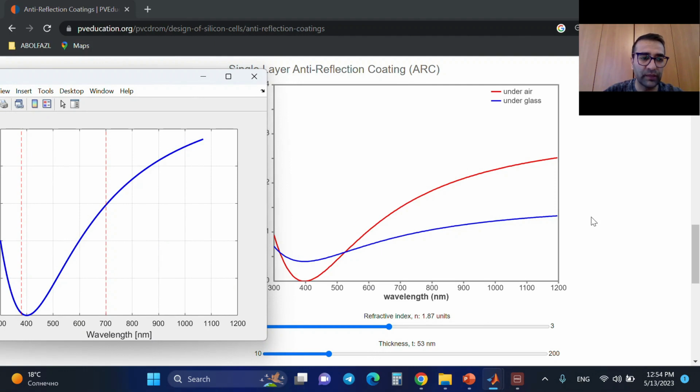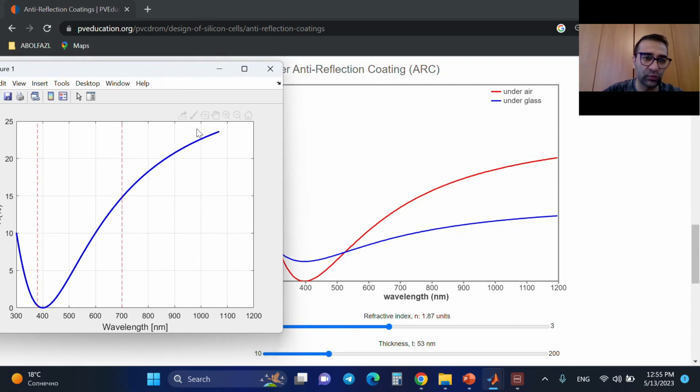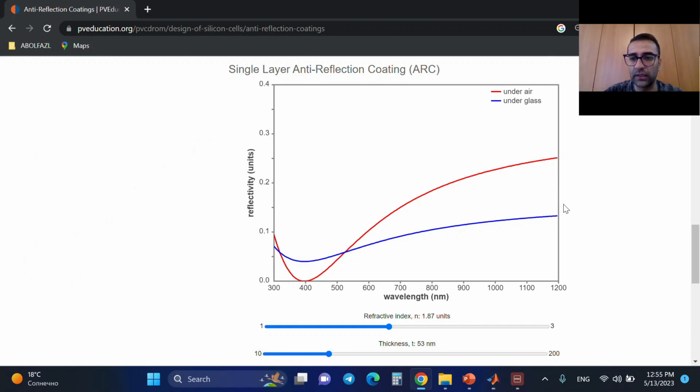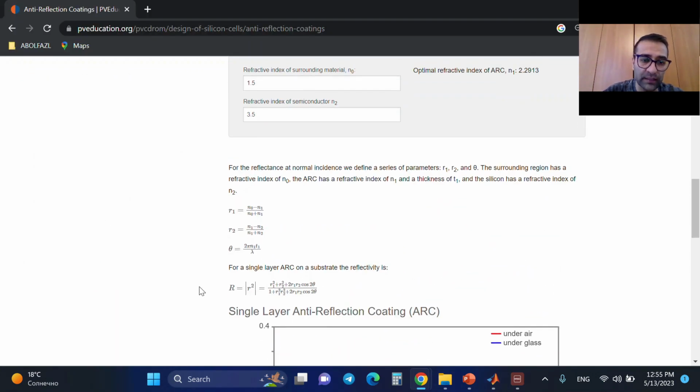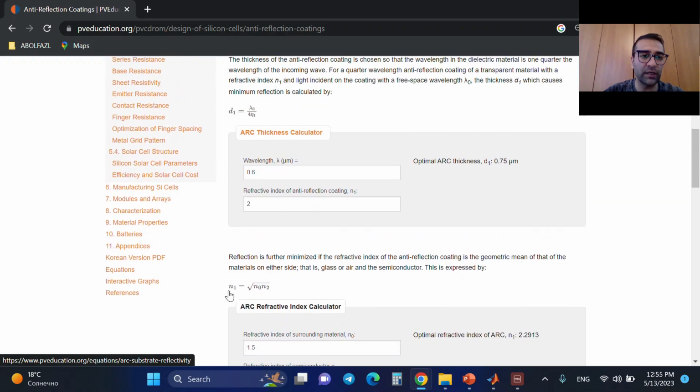We derived exactly the same graph. And here in this red line, when the ambient medium is air, it is exactly the same as the blue line that we have drawn here, and here indeed is the same equation that we have derived. Let's go to the next part.